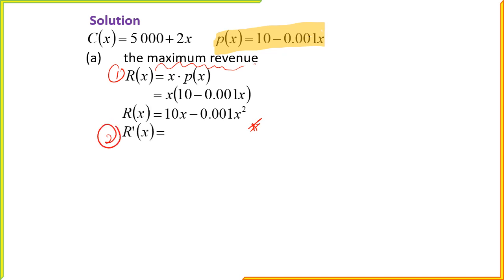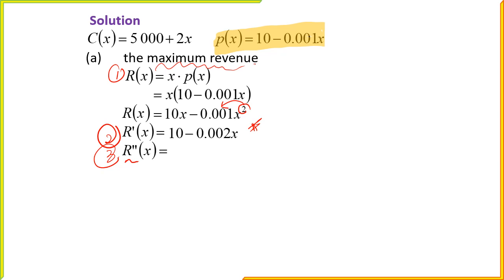So R prime x is equal to 10x, differentiate we get 10, and then 0.001x squared will be 2 multiplied by 0.001, which is 0.002, and x to the power of 2 minus 1 is x. So this is our R prime x. Then we equate R prime x with 0. Here, you can see that they directly find R double prime. Why? Because we need to check which value of x will give the maximum revenue. By using the second derivative test, we can check whether the value of x gives the maximum point or the minimum point.